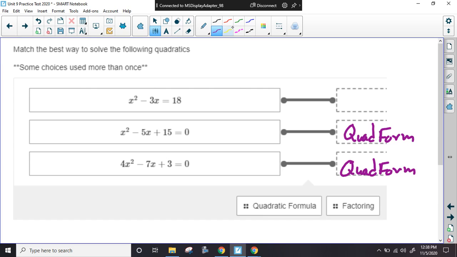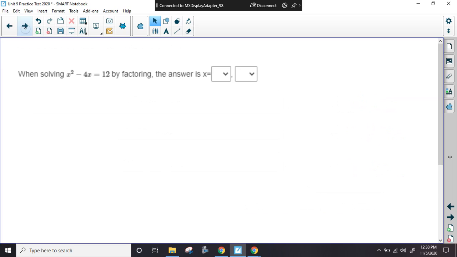All right. This one is actually factoring because you can subtract 18 from both sides, and that's easily factorable. Okay. All right. So it says, when solving this by factoring, the answer is.